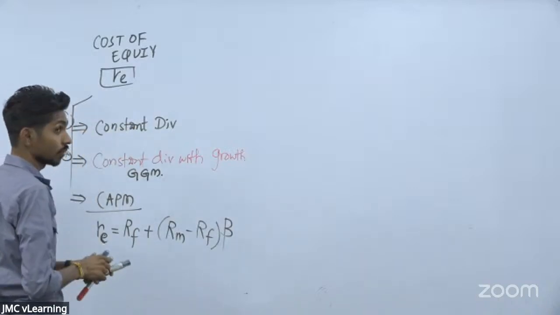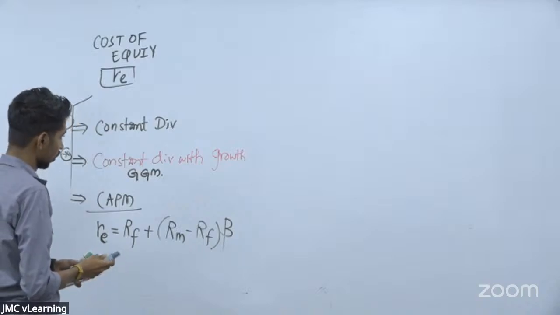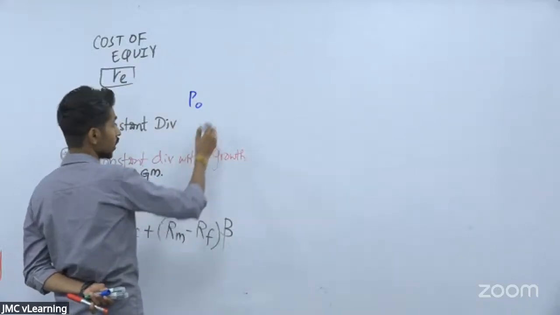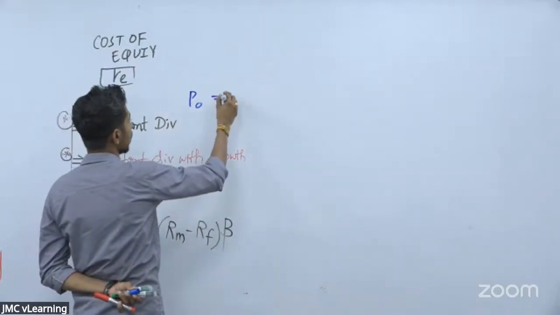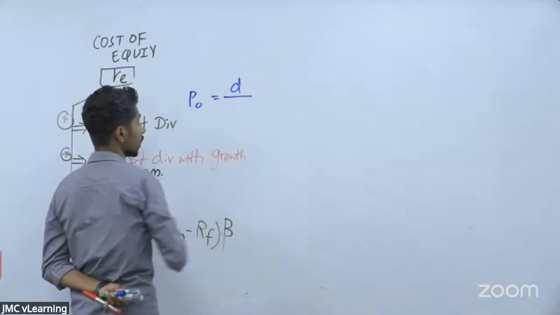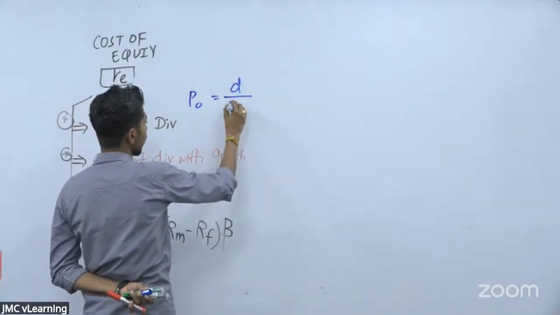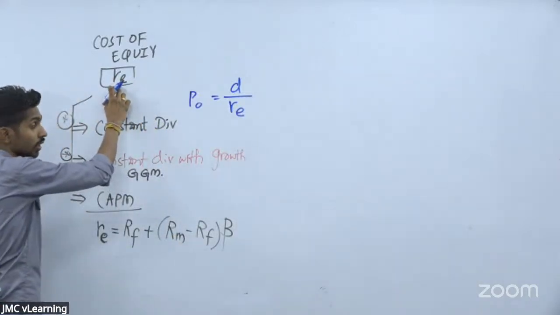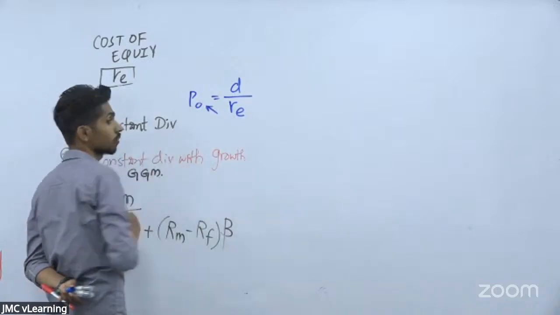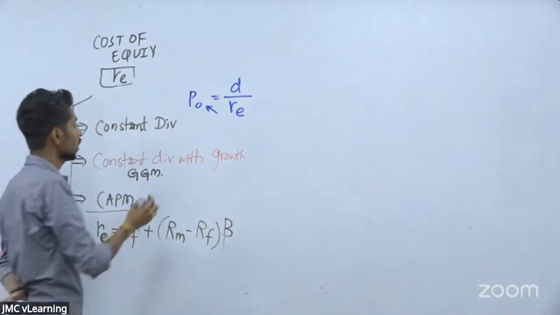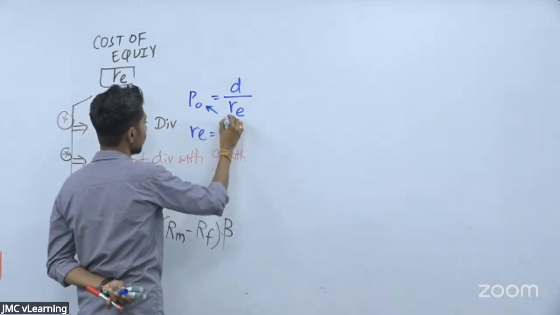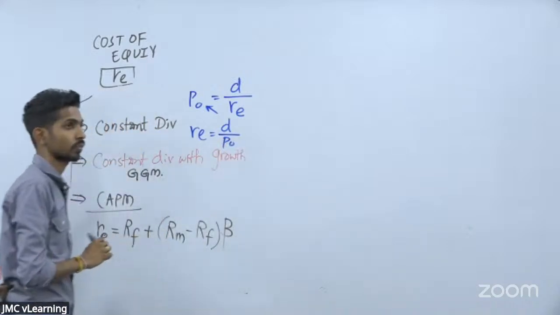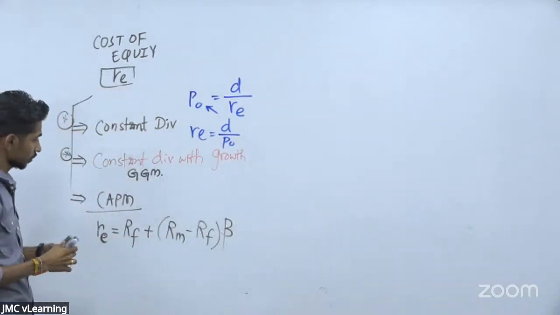Constant dividend method: if a particular equity holder expects a fixed dividend, how do we calculate? P0, that is the market value of the particular security, will be equal to the dividend divided by the expected rate of return. Here we are going to calculate the expected rate of return. Then you have to do the cross multiplication. Then RE equals the dividend divided by market value.